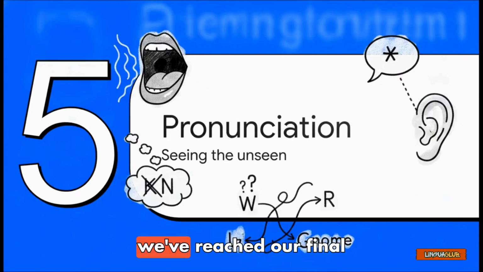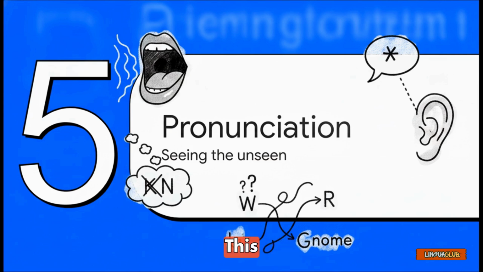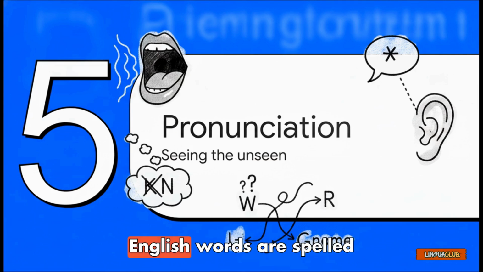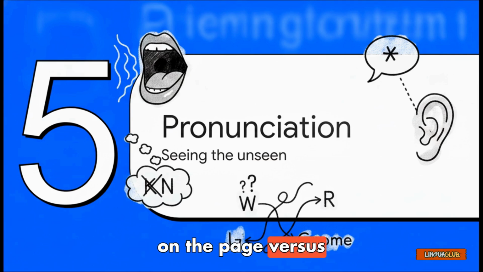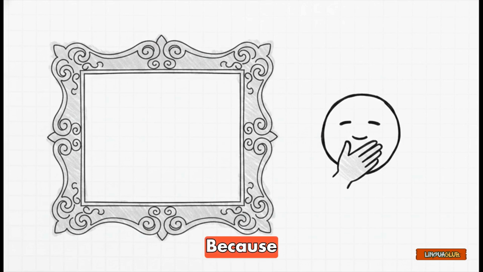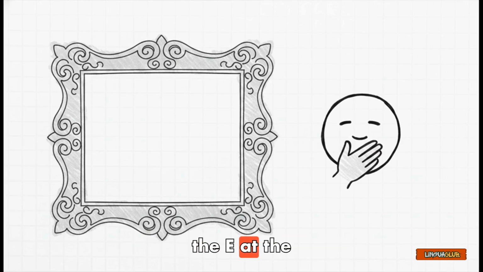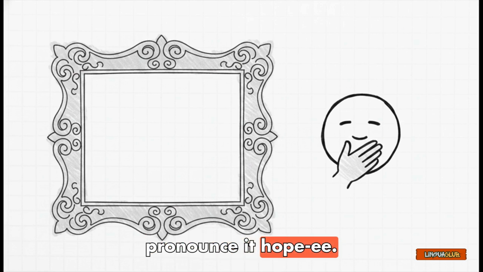And just like that, we've reached our final section, Section 5, Pronunciation and Silent Letters, Seeing the Unseen. This is where we look at the tricky ways English words are spelled on the page versus how they actually sound when spoken out loud. Take the word hope. Because of a very long, super complicated linguistic history in the English language, the E at the end of this word is totally silent. We pronounce it hope. We definitely do not pronounce it hope-y.